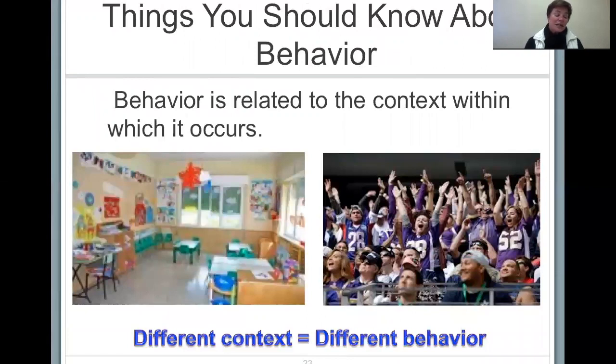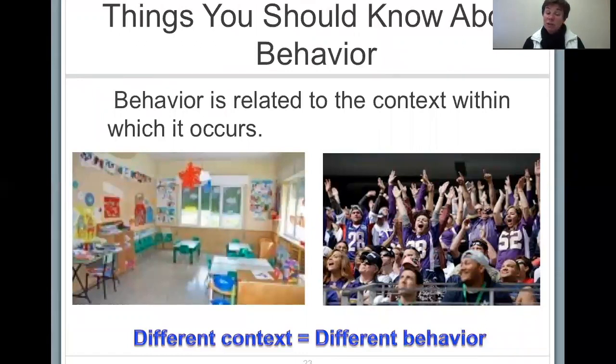The last thing that is important to know about behavior is this: behavior is related to the context within which it occurs. Think about these two different settings, a classroom and a football stadium. Screaming at the top of your lungs, "Go team," is acceptable behavior if you are at a football game and your team just scored a touchdown.